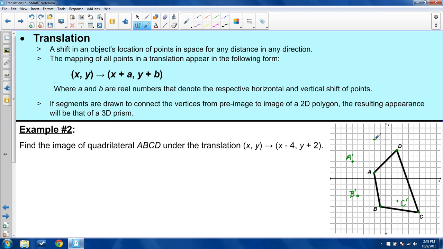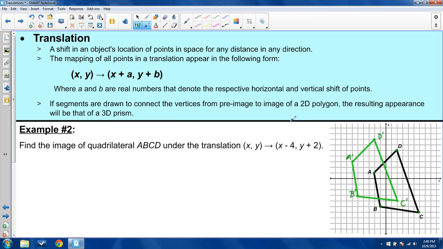Now, I could have done a whole bunch of points. There are more than just these 4 points on this object. Here's a point I could have gone 4 to the left there and 2 up, but the fact of the matter is, now that I have my 4 vertices, all that's left to do is connect these dots. So it's not too much extra work here. I just got to make sure I get these 4 things connected, and this will be the full image based on the pre-image ABCD.